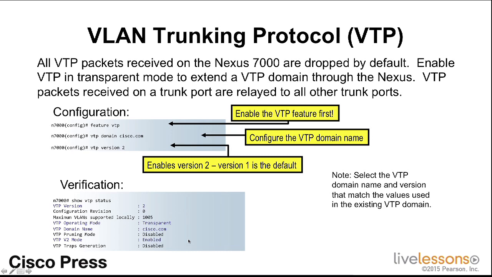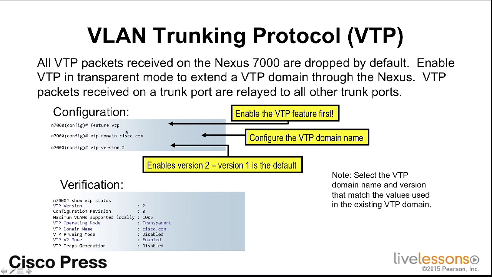So you do need to enable VTP in transparent mode to extend the VTP domain through the Nexus in this case. And it's also important to note that VTP packets received on a trunk port are relayed to other trunk ports. So as most items in NXOS are, VTP is a feature, right?